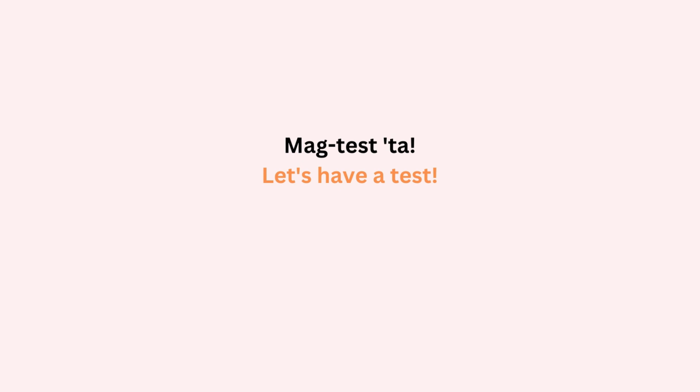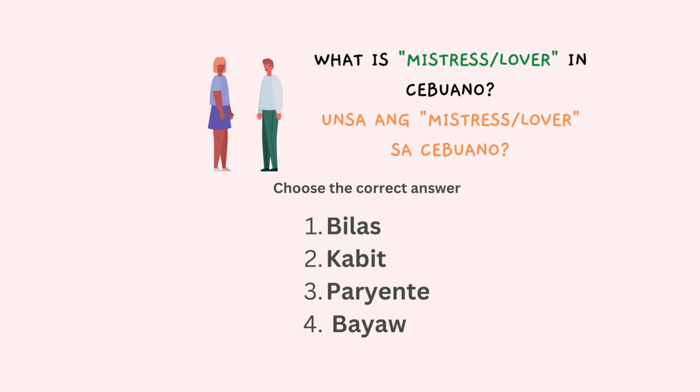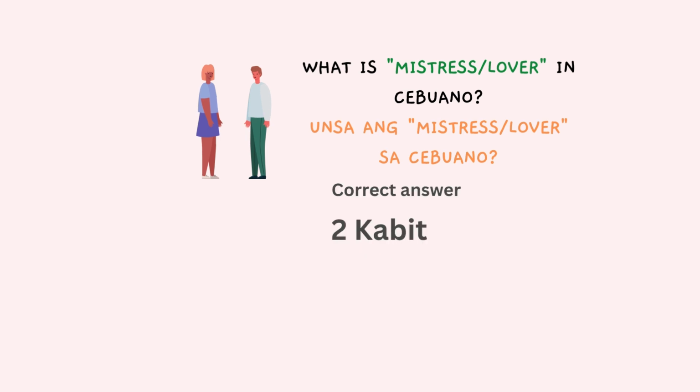Okay, so now let's have a test, mga higala. Let's practice what you have learned. Unsa ang mistress or lover sa Cebuano? Here are our choices. Number 1, bilas. Number 2, kabit. Number 3, pariente. Number 4, bayaw. What is mistress or lover in Cebuano? The correct answer is number 2, kabit.